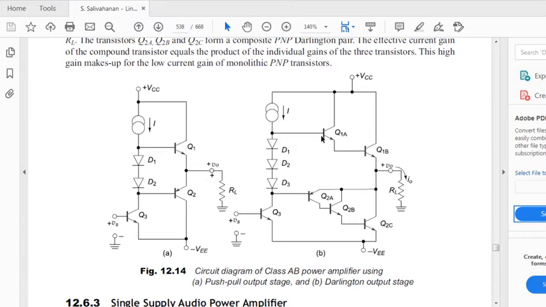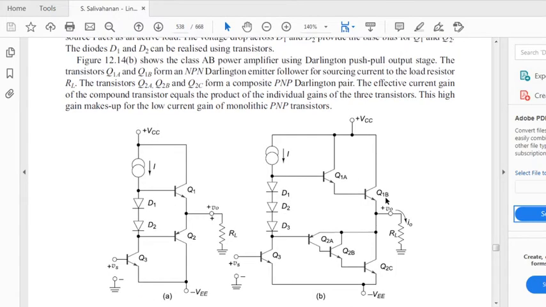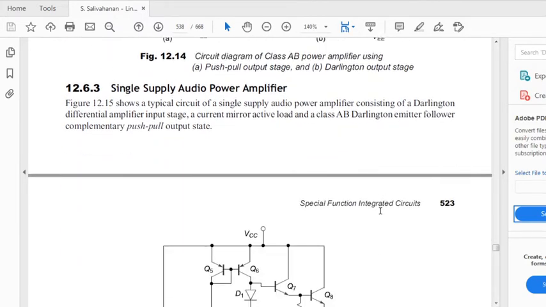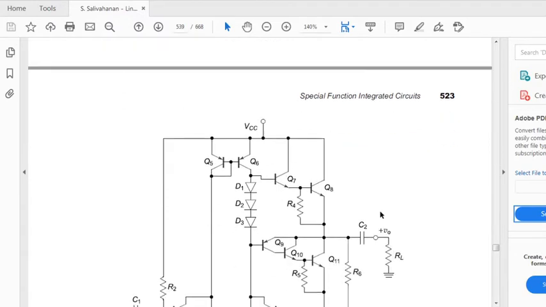So here you are having the NPN part itself. So Q1A and Q1B form your NPN Darlington emitter follower part, and Q2A, Q2B and your Q2C form your PNP configuration. Okay. So the same thing can also be visualized with the help of your Darlington pair configurations. So this is what was explained in the case of your single supply audio power amplifier.